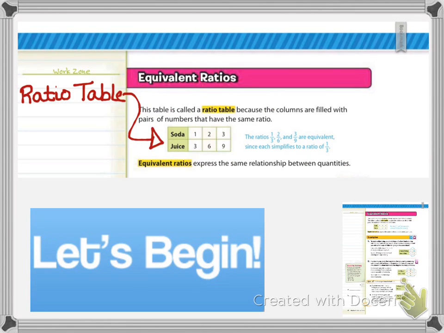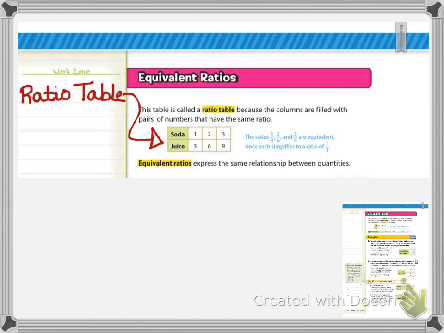So let's begin. Looking at the first page, which is page 40, what I've drawn an arrow to here is it says soda on the top line, juice on the bottom line, and this is set up as a ratio table. A ratio table is a table that uses columns, now your columns go up and down, that are filled with pairs of numbers that have the same ratio. For instance, in this ratio table, if I look at my first numbers right here, the 1 and the 3, it's saying that they are equivalent. Equivalent meaning equal, to the 2/6 and to the 3/9.